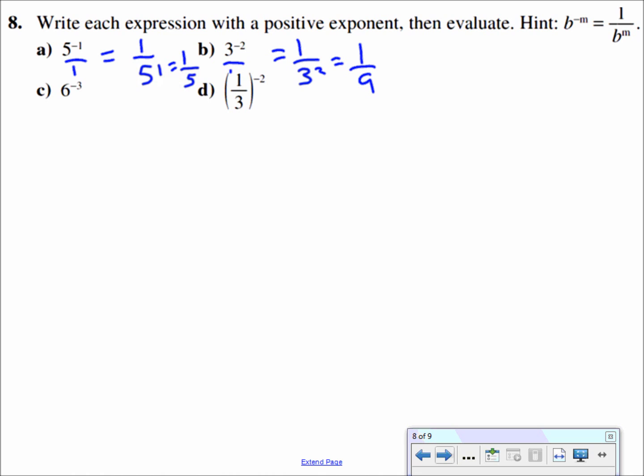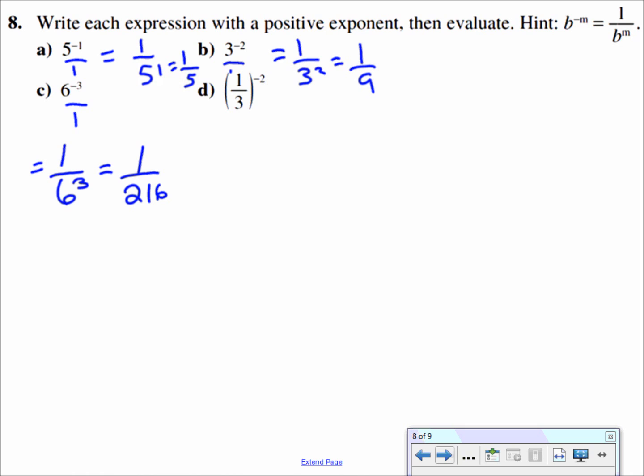Is this making sense though? Okay. Stephen, you're good? Okay. Again, this is always over 1, so it becomes 1 over 6 cubed, which is 1 over 216.